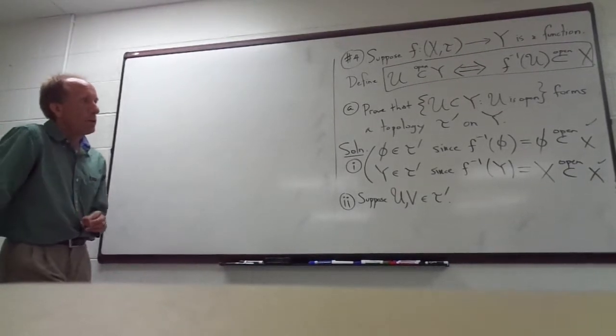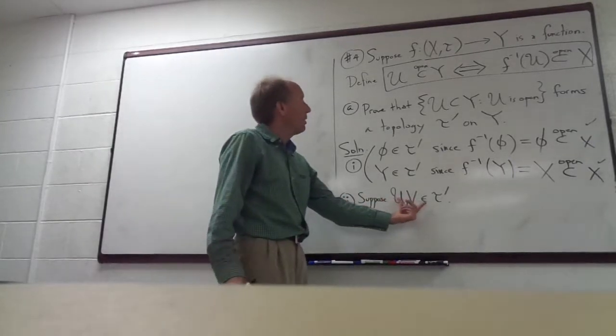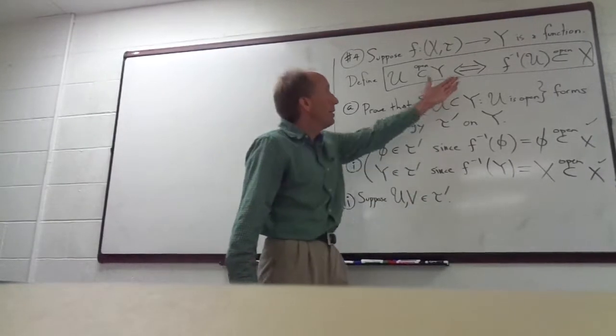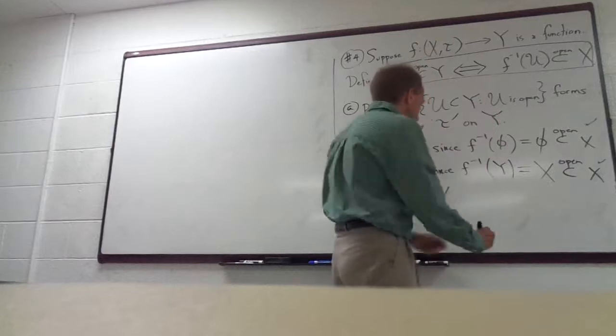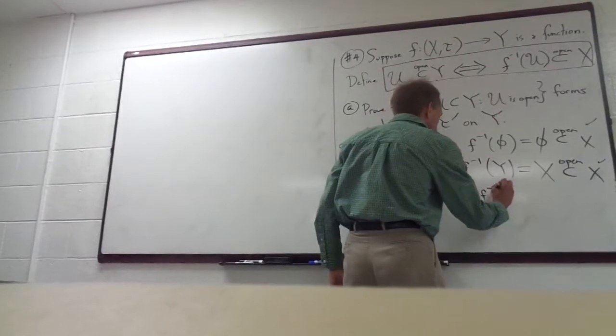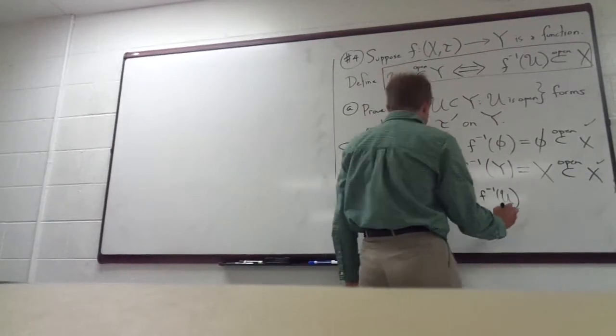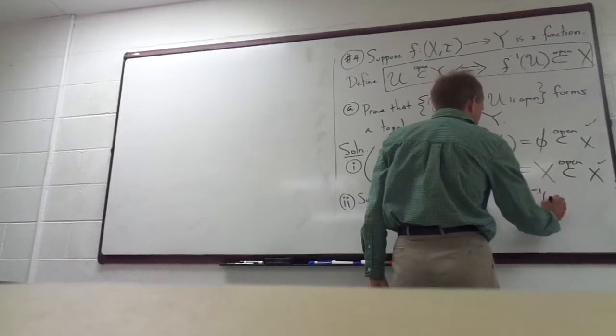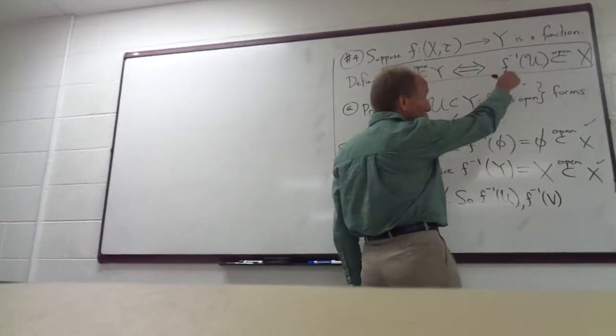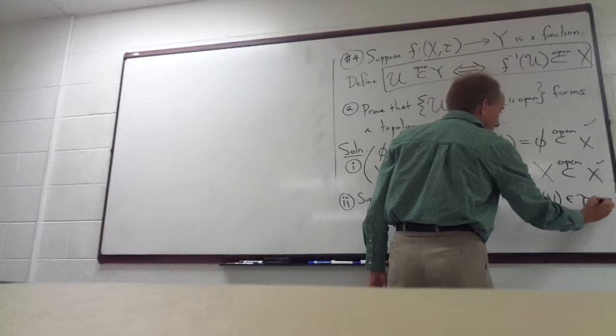Okay? So this just means, again, that these two sets have this property here, right? So the pre-image of U and the pre-image of V, those two pre-images are open in X, which just means they are elements of tau.